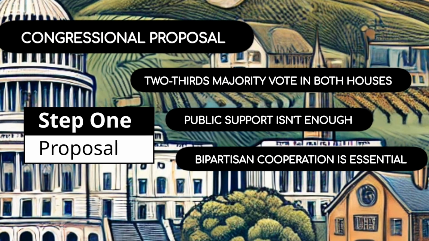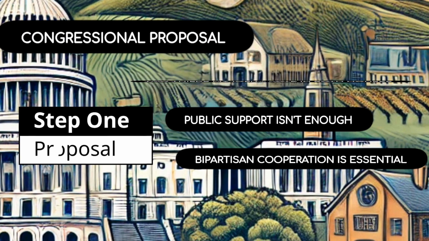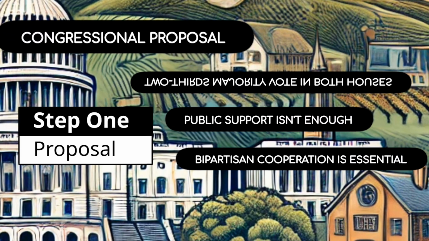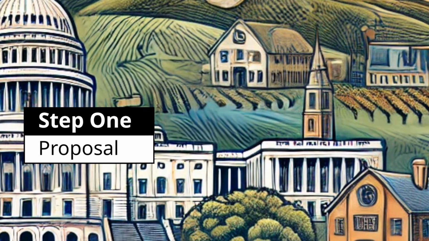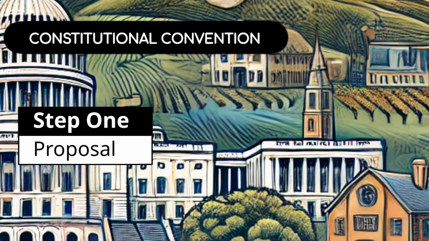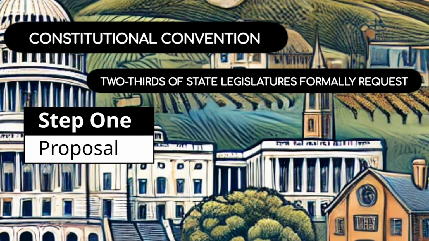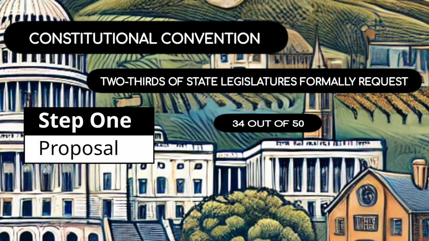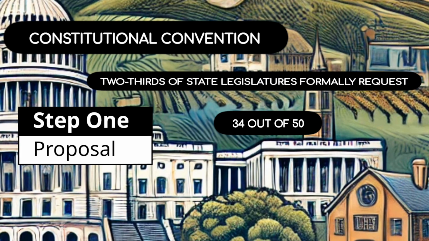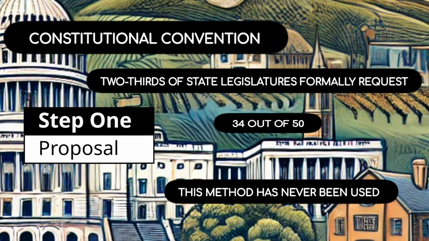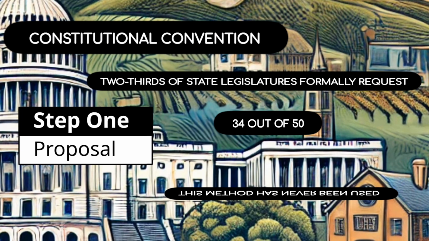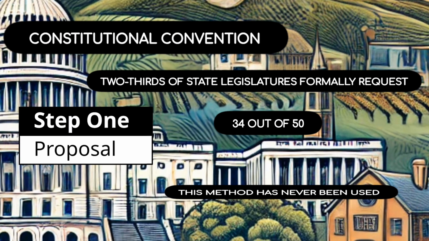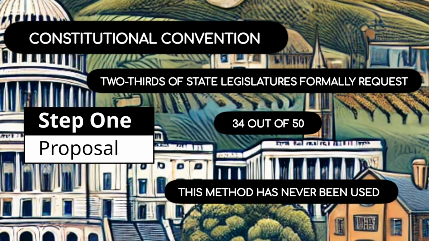Given the sharp partisan divide that currently exists in the United States, it's unlikely that an even remotely controversial amendment would make it through this step of the process. By a constitutional convention. If 2/3 of state legislatures, currently 34 out of 50, formally request it, Congress must call a constitutional convention. This method has never been used, largely due to concerns about the potential for such a convention to propose sweeping changes beyond the original intent.